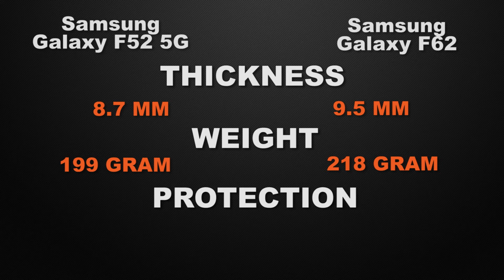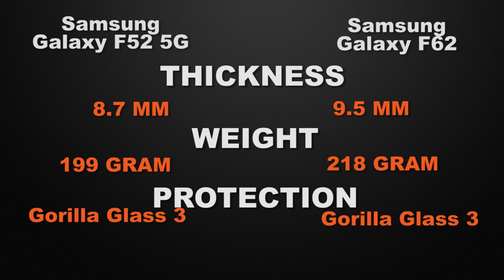And about the protective glass of the devices, F52 has Gorilla Glass 3, whereas F62 also has Gorilla Glass 3. So it's a tie because both devices have the same generation of glass, which can give you the same protection.